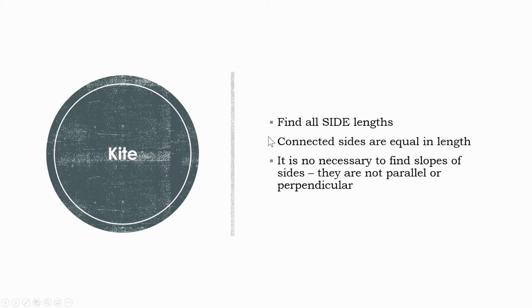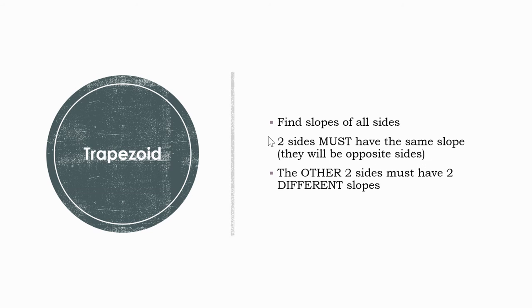All right, a kite. You'll find all the side lengths. Your connected sides are equal in length. It's not necessary to find slopes of sides because they're not going to be parallel or perpendicular. You're really just focused on side lengths. And then a trapezoid, you're going to find the slopes of all four sides. Two sides must have the same slope, so they will be the opposite sides. The other two sides must have different slopes. You might be thinking, just trust me, when we get to an example, I'll show you what I'm talking about.